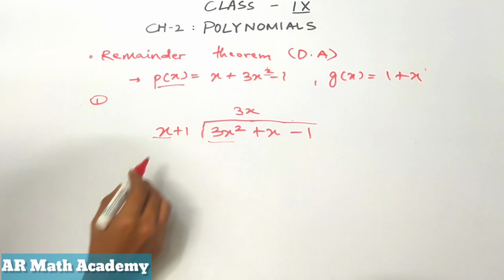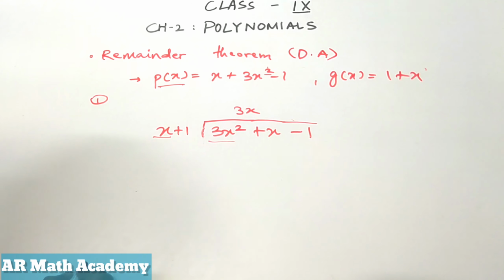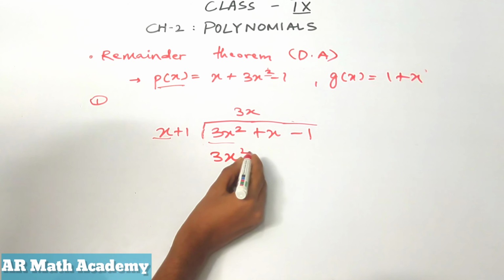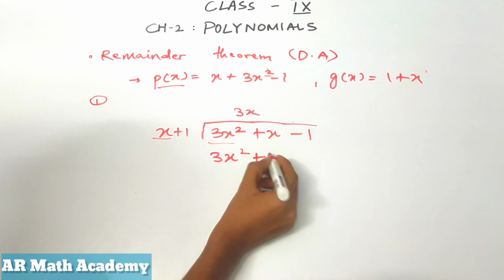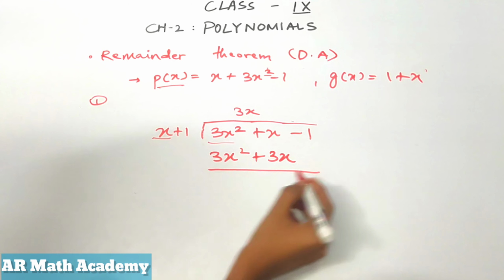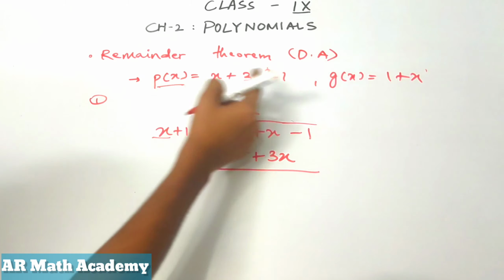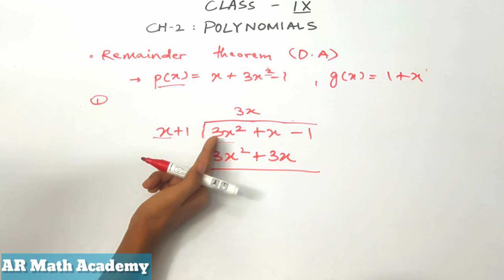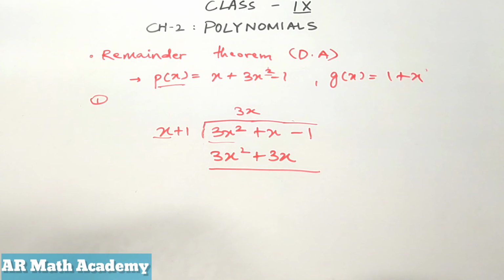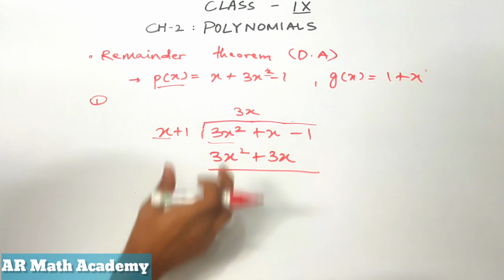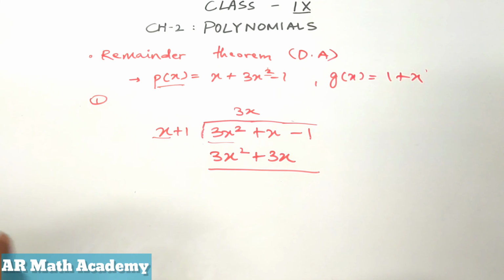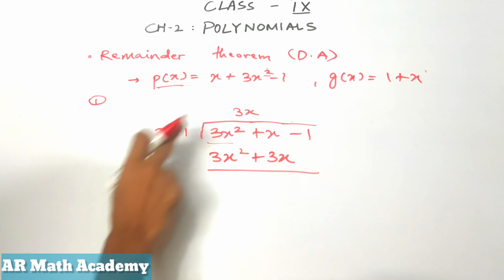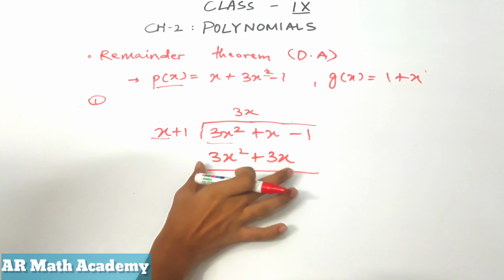Now simply multiply each and every term with this quotient. x times 3x will give us 3x square. 1 times 3x will give us 3x. There goes our third step. Remember, the first step was to rearrange and place things accordingly. The second step was to divide the first term of the dividend with the first term of the divisor, and the answer goes into the position of the quotient. And finally, the third step is to multiply each and every term of the divisor with the quotient and write it below the dividend.